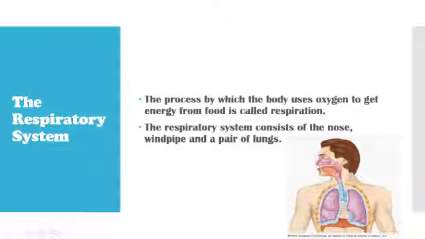This one is our nose, where hair and mucus present inside the wall of the nose help to filter the dust and germs. Okay, so air enters from the nose. From the nose it goes to this windpipe. From the windpipe, two pipes enter these two lungs, a pair of lungs. The left pipe enters the left lung and the right pipe enters the right lung. So from the windpipe, air enters the lungs.